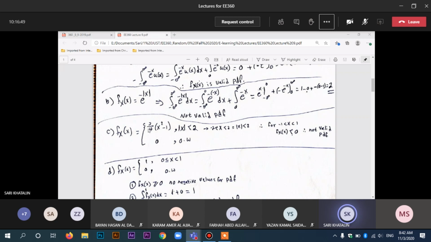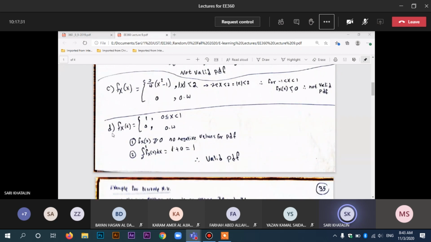Now, if we take a look at this function right here, the PDF, if we plug in any number between -1 and 1, not 1 or -1, anything less than 1 and larger than -1, the value of fx will be negative. If we plug in 0, obviously it's going to be -3/4, which means that fx in this case is less than 0, so it's not a valid PDF. So we don't have to continue, okay? As long as we show one point is negative, that's all we have to do.